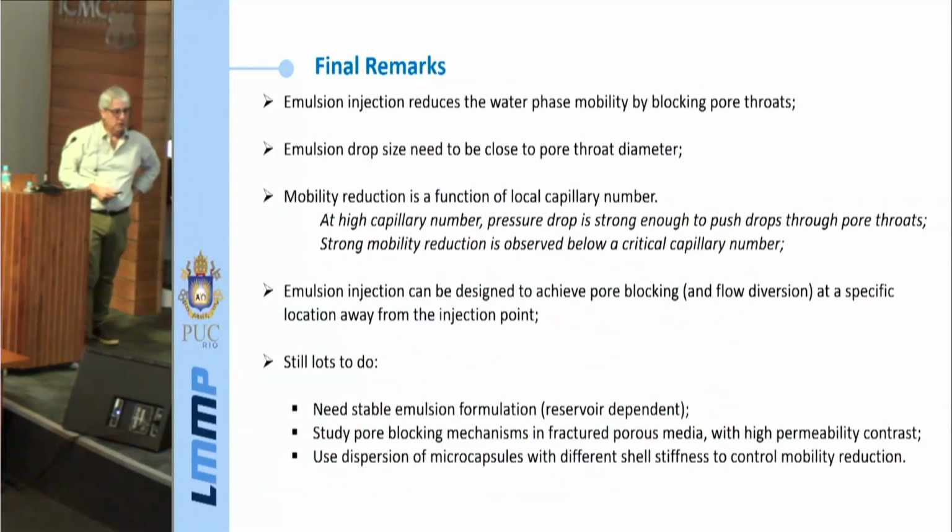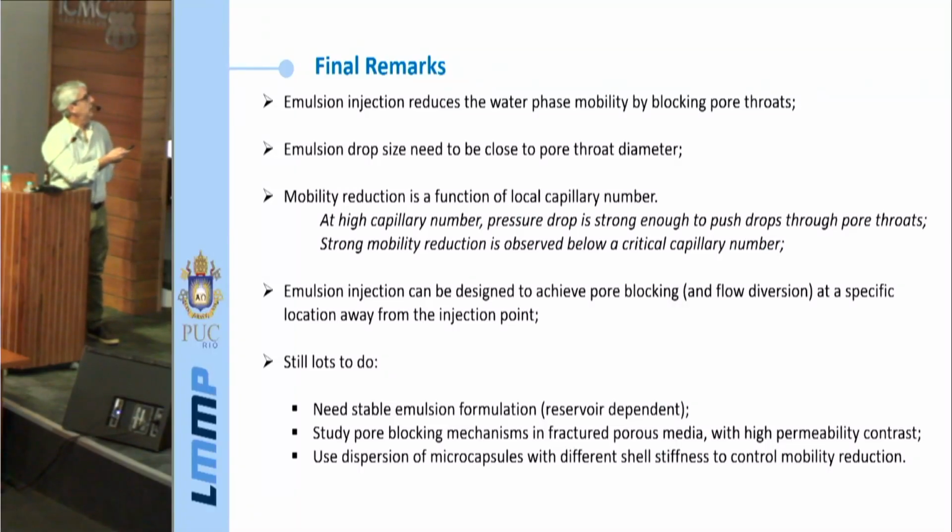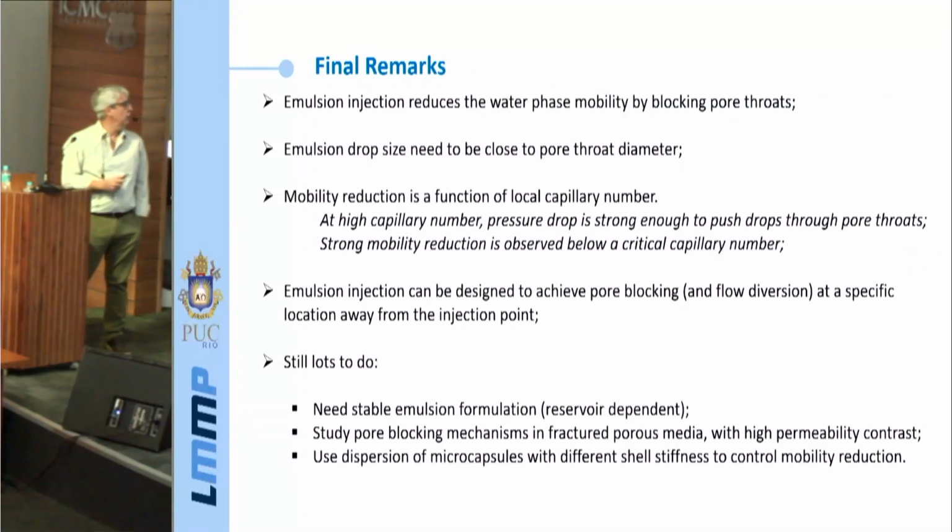So we can say that emulsion reduces the water phase mobility. The emulsion drop size needs to be close to the pore throat diameter. As I mentioned, I don't want all the drops to flow through, neither all the drops to get blocked. So I need to get an optimization of this drop size distribution. At high capillary number, the pressure drop is strong enough that the drops will just flow. So there's a critical capillary number where you see this transition from blocking to non-blocking.